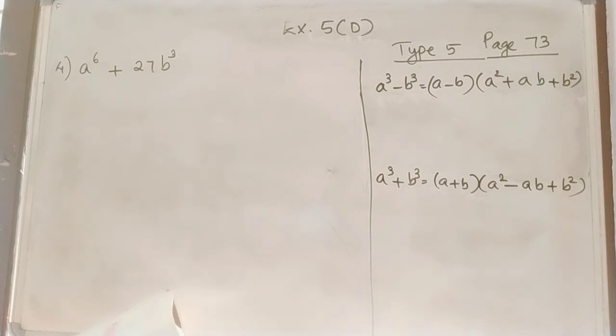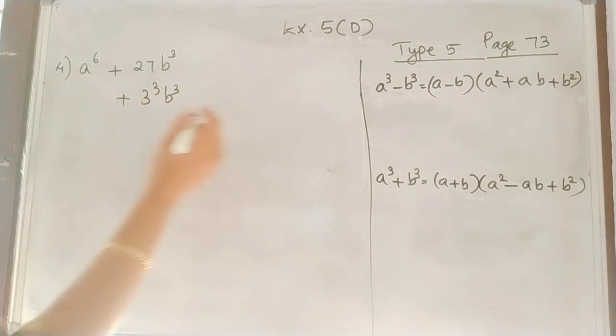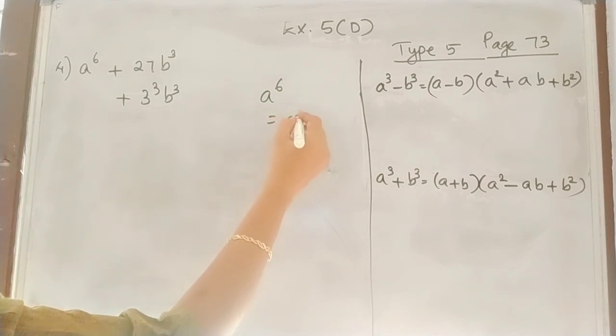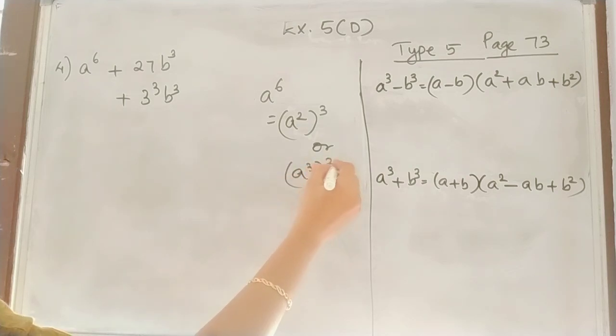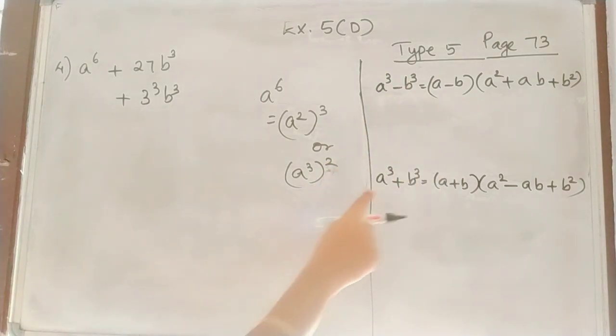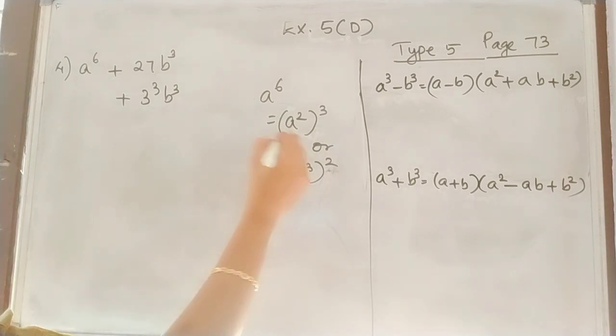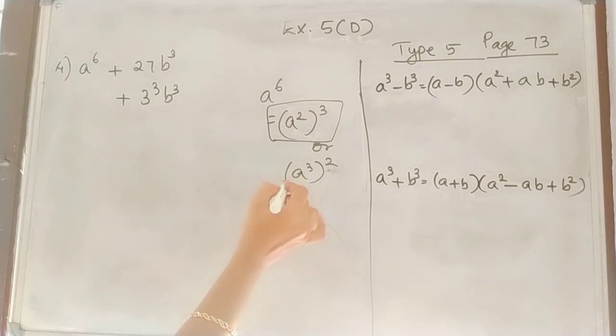Then fourth question, a raised to 6 plus 27b cube. We can write 27b cube as 3 cube b cube. A raised to 6 we can write as (a raised to 2) the whole cube, or (a raised to 3) the whole square. So which one do we have to take? We have to get it in the a cube minus b cube or a cube plus b cube form, so we need cube form.